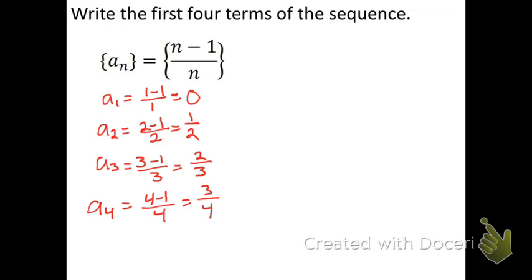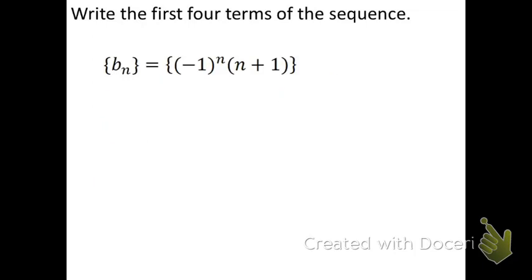So in this way, we could find any term we wanted to. If I asked you to find the 15th term, you could say, okay, well, I can do that. I know about how to define the sequence. Each term of the sequence is defined by n minus 1 over n. So the 15th term would be 15 minus 1 over 15, which is 14 over 15. So we could actually find any term we needed to in this particular sequence. Let's do the same thing with this one.